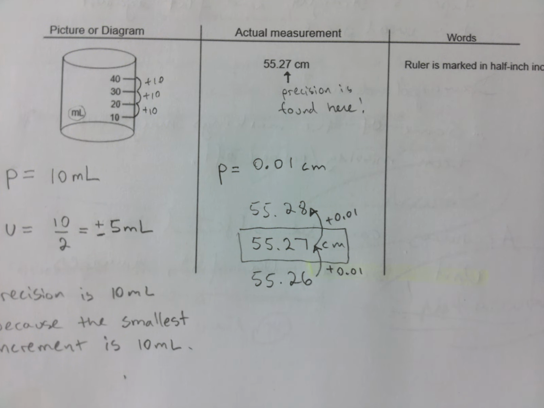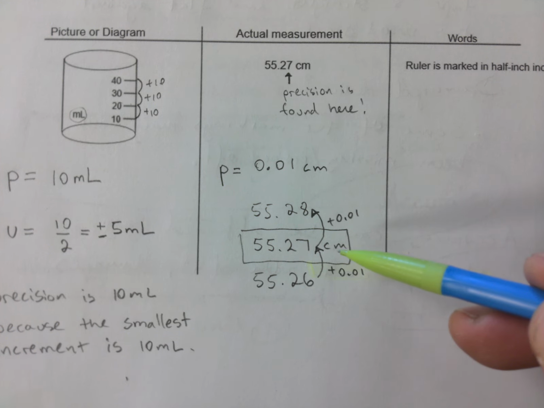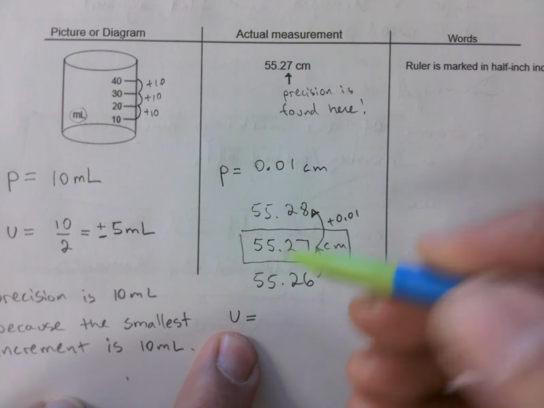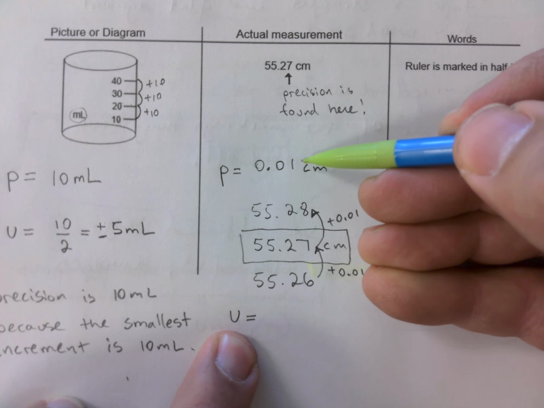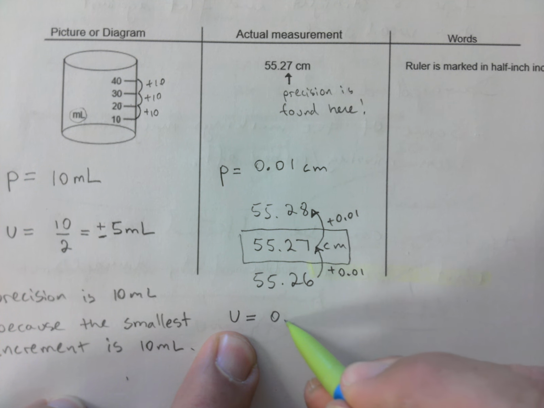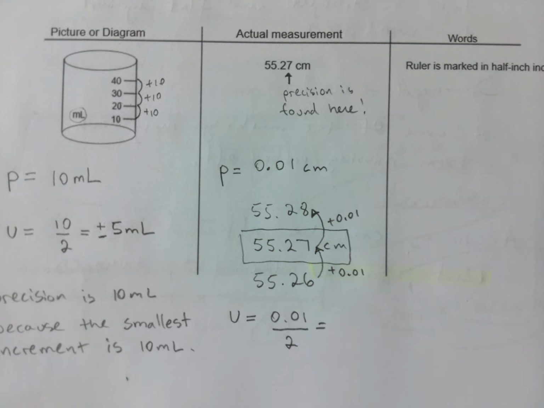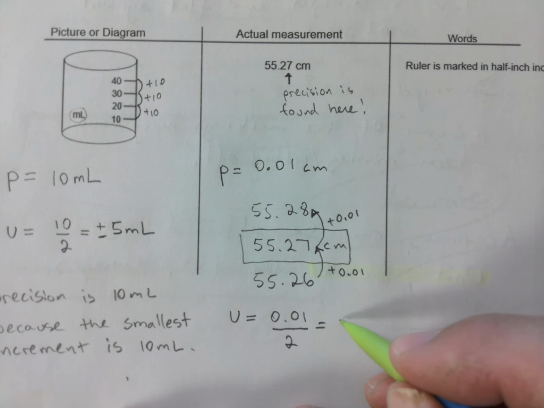Anyways, so that's why I got the precision, because of this, okay? So what's my uncertainty? You take your precision, 0.01, and you divide it by 2. What do you get? Use your calculator if you're not sure, because some students guess, and I don't want this to be a guessing game.